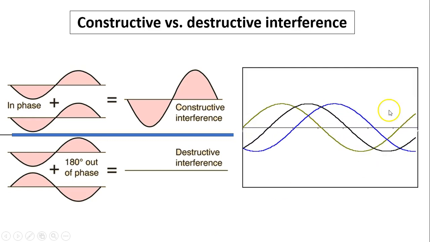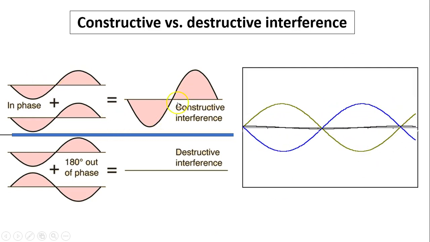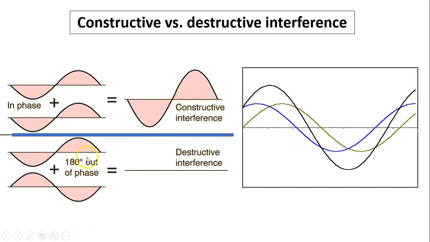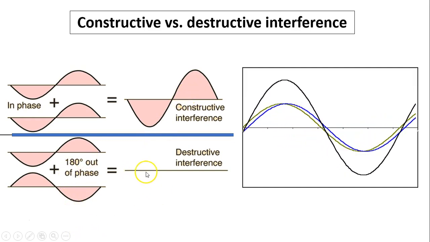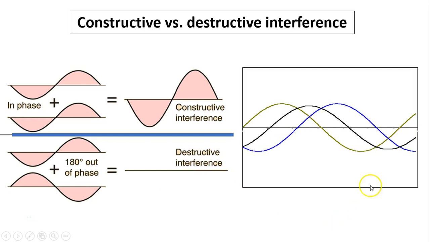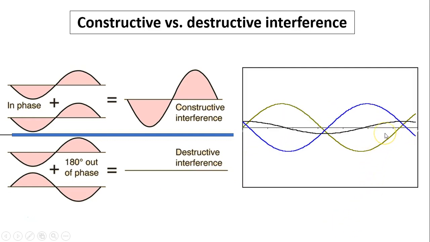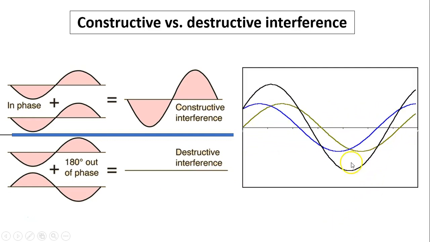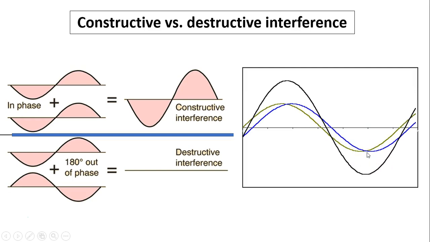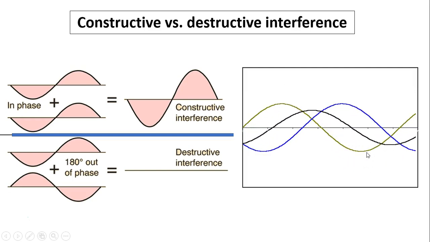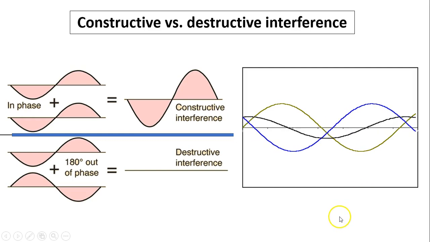Constructive versus destructive. So constructive results in bigger amplitude. Destructive interference results in 0 amplitude. Let's take a look at this. Destructive, the two waves, the same. Constructive. Okay, so that's the difference between constructive and destructive interference.